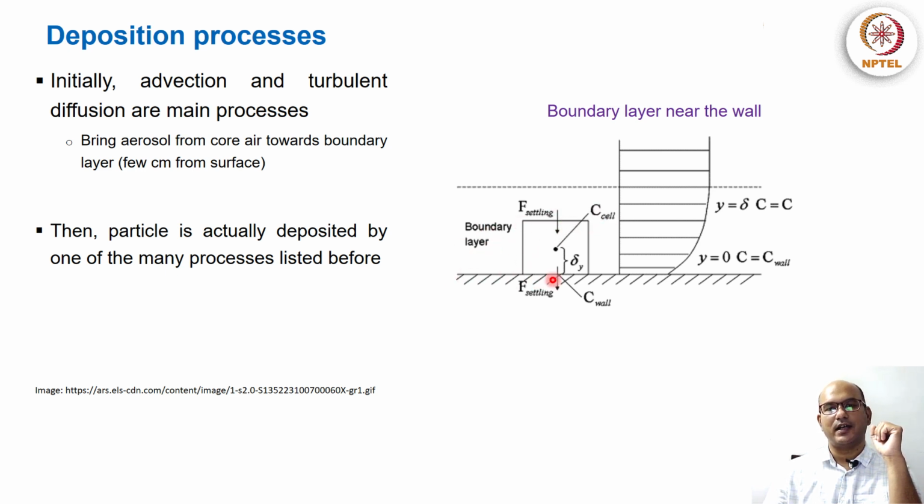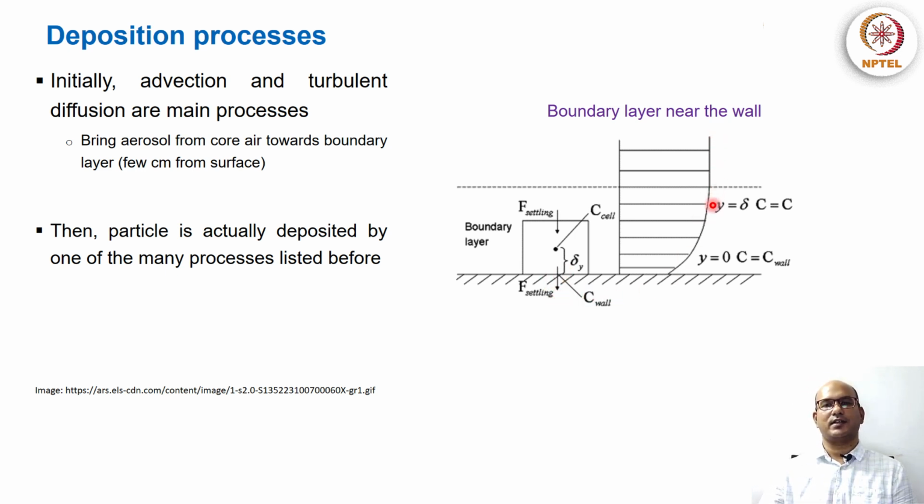This is the layer at the boundary, so boundary layer, and there is some concentration here. And so aerosols from the core air are brought towards the boundary layer, which could be a very few centimeters from the surface. And then this settling flux is going to lead to the settling at the surface, where we will have a concentration in the wall, the sea wall.